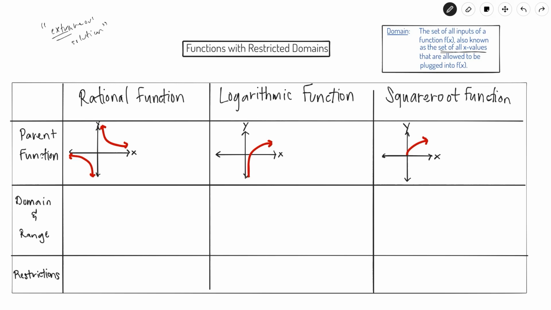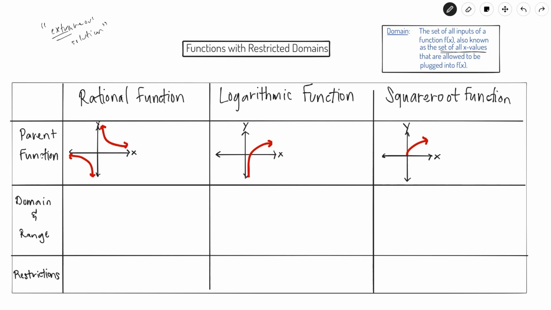We're not just going to be exploring the domain, we're also going to be exploring the range. It's kind of like the domain, but in terms of the y-axis: it's the set of all outputs of our function f of x. Let's take a second to dive into the three most common functions that we may deal with in algebra that have restricted domains. These functions are the rational function, the logarithmic function, and the square root function. These are our most famously known restricted domain functions.